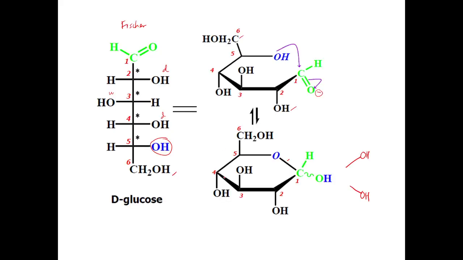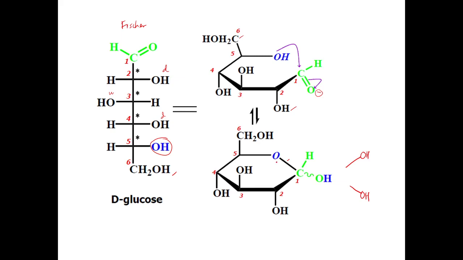Imagine nyo that this is a plane. If this is a plane, itong si CH2OH, itong OH dun sa carbon number 3, these are above the plane. So, ito namang OH group ng second carbon and fourth carbon ay below the plane.